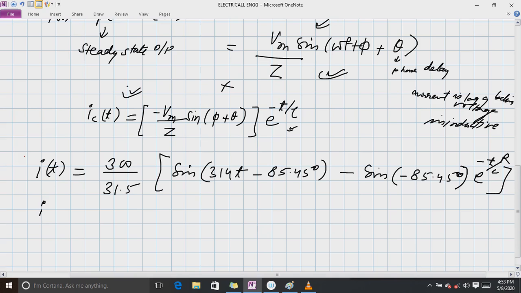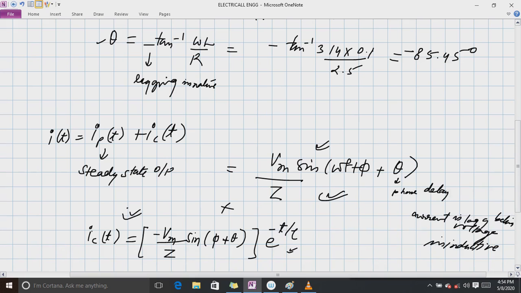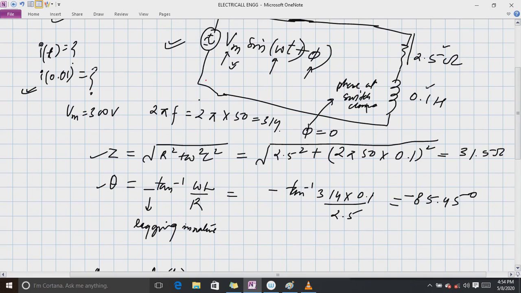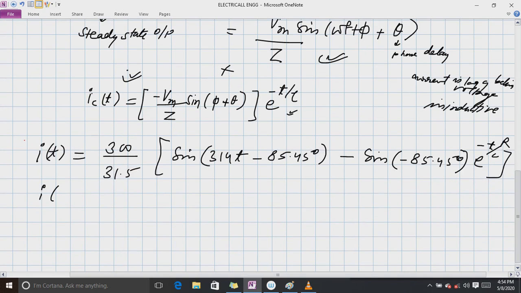Now the second question, what have they asked? The second question is the current at 0.01 second. So let us find out. 300 divided by 31.5 is 9.52. So we will write 9.52 in bracket sin(314 into 0.01 minus 85.45).